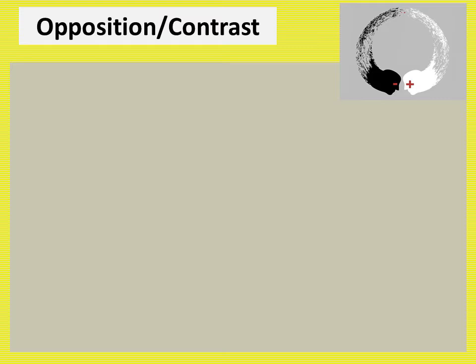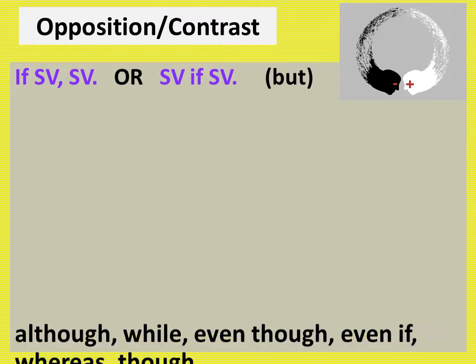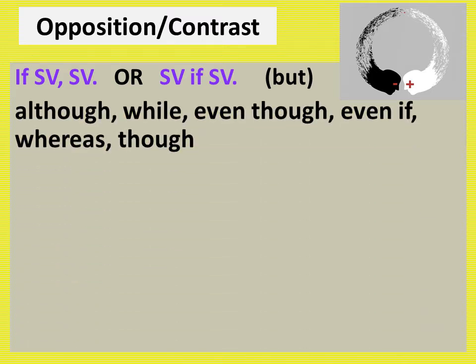So subordinators are great because you can use coordinating conjunctions and you can use subordinating conjunctions in the same way. You can just change things up by also using them. So remember our formulas, if SV, comma SV, or SV if SV. Now for opposition and contrast, just meaning the opposite, you already know the word but, and the subordinating conjunctions that are like the word but are although, while, even though, even if, whereas, and though, just to name a few.